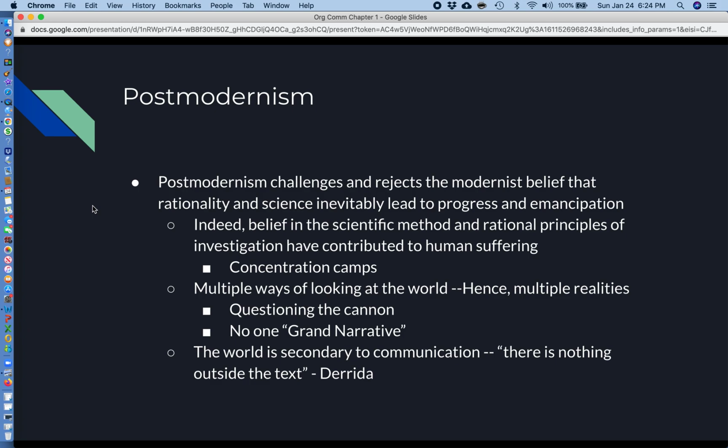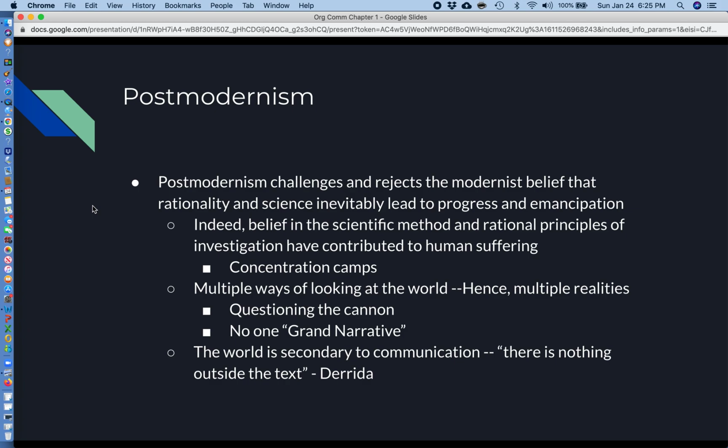And so the postmodernists argue, well, maybe that's not the best way to look at it. And in fact, they say there are lots of ways of looking at the world, and as a result, there are a lot of different realities. So a postmodernist, for example, questions the idea that there are certain books that you need to read in English class, or that there are certain books that you need to read in communication class. They question the canon. They assert that there is no one big narrative or story that describes where we're at as people.